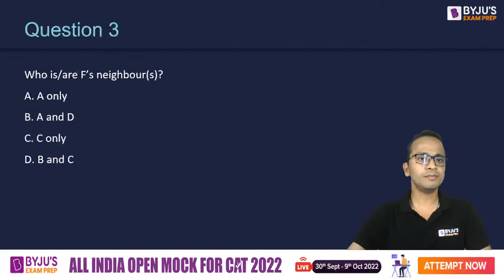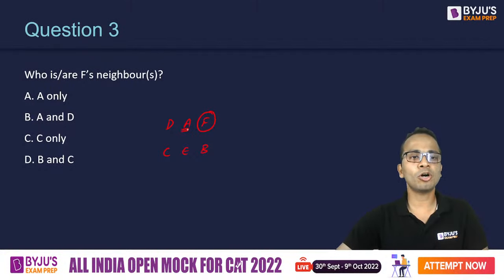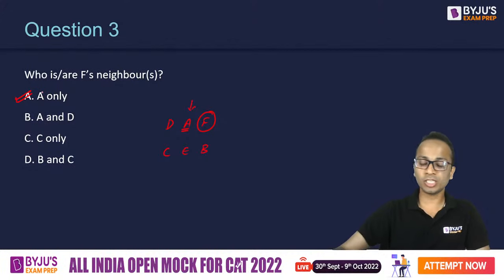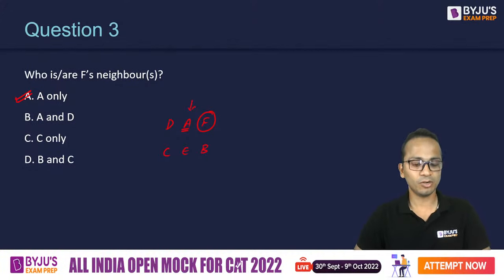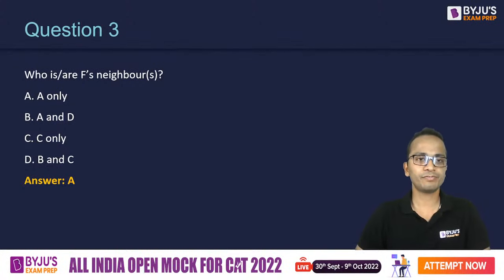Question number 3. Who is or are F's neighbors? So this is the arrangement. Who are the neighbors of F? So who is F's neighbor? It's A only. So A only, that is option A is the correct answer. Okay. So option A is the correct answer. Only A is the neighbor of F. Right? Next question, question number 4, the last question belonging to this set.